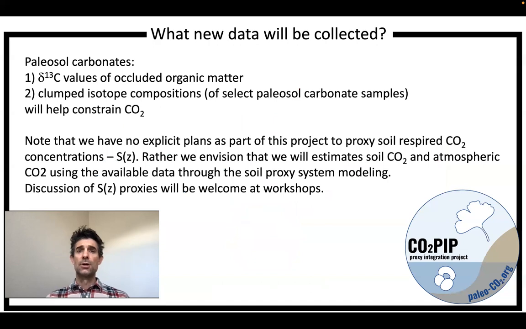For paleosol carbonates, we're targeting the delta C13 values of occluded organic matter, right? So that's organic matter that's trapped inside of the carbonate nodules. And that's going to help us proxy the delta C13 value of soil-respired CO2. And then also the clumped isotope composition of the paleosol carbonates. And we know we're not going to be able to do that for all the samples. Some may have experienced too high diagenetic temperatures, but for some select samples, we want to measure the clumped isotope compositions. We also think that this may help us determine respiration rates or at least inform the respiration rates that are simulated by the proxy system models.